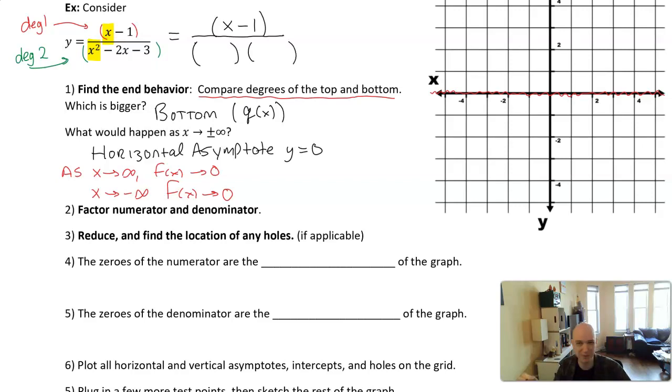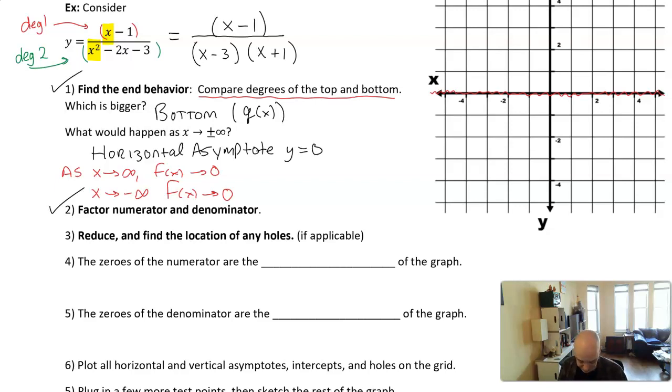Usually these, because we want you to be able to solve them in a normal amount of time, will be pretty easy to factor. Factors of minus 3 that add to minus 2 look like minus 3 and plus 1. So let's say x minus 3 and x plus 1. So I've factored the numerator and denominator.